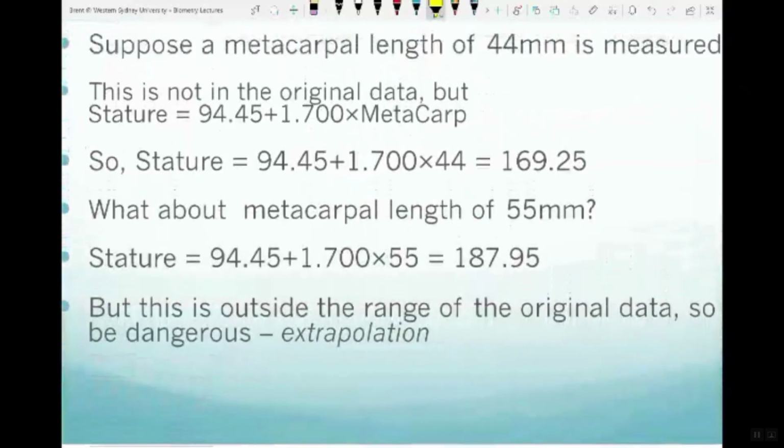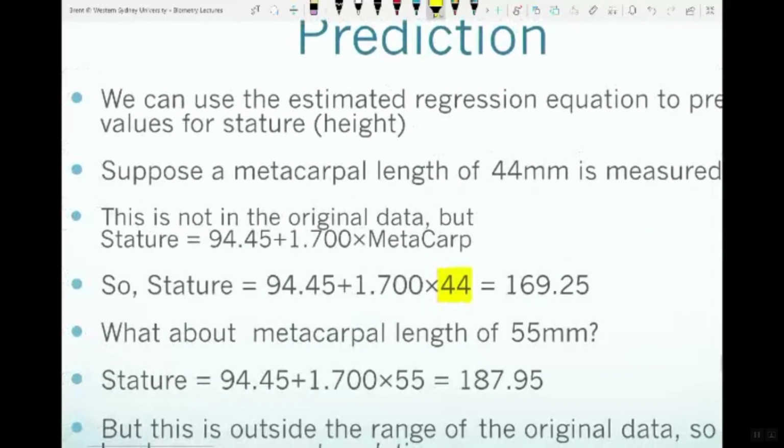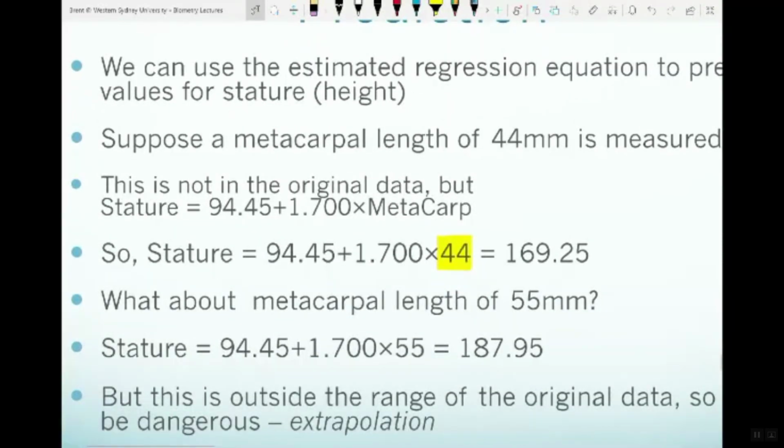What would their height be if the length of their metacarpal was 44 millimeters, okay? You plug it into the equation. Your stature is going to be 94.45 plus 1.7 times the length of the metacarpal. And we would estimate someone with that size bone in their hand to be about 170 centimeters tall, okay? What about 55 millimeters? So you plug in 55 millimeters into the formula and you get an estimate of 187 centimeters tall. It's as simple as that.